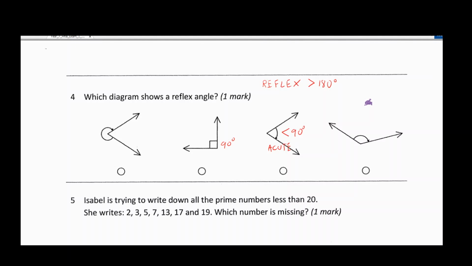This one here is going to be greater than 90 but less than 180. So this one here is obtuse. This one here is a right angle. It's exactly 90. And this one over here, this is the answer. This one is greater than 180 degrees. So it's reflex. It's that one there.